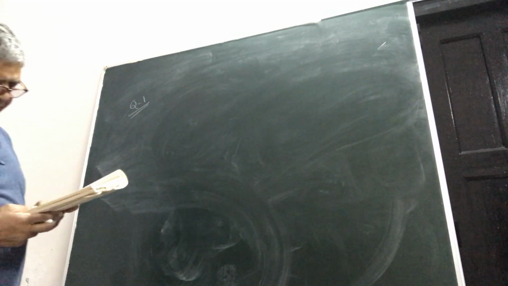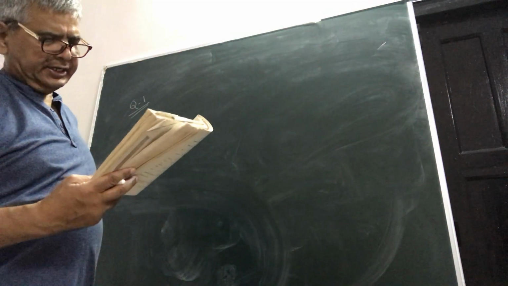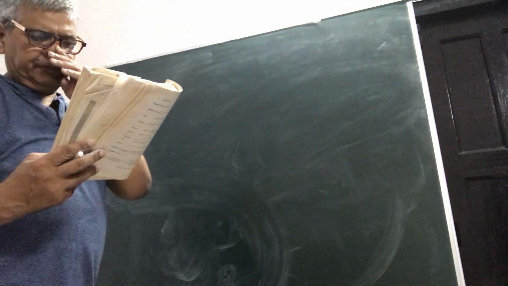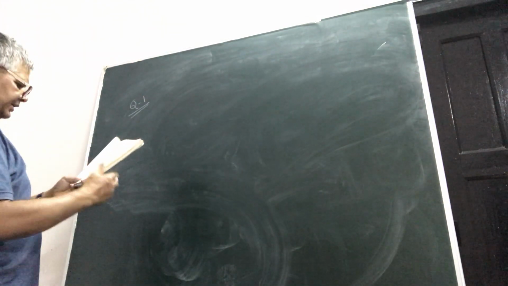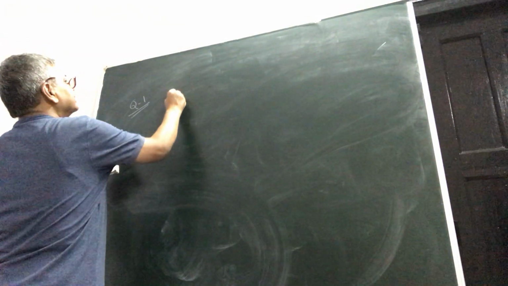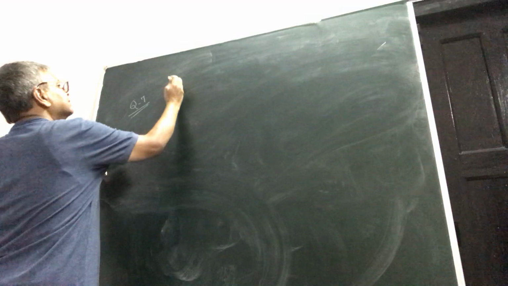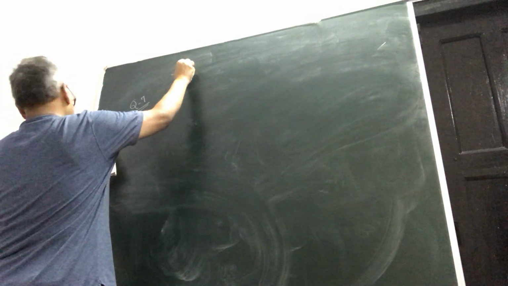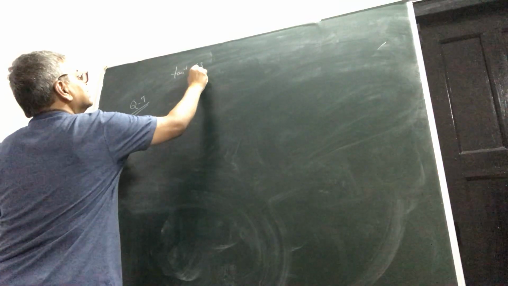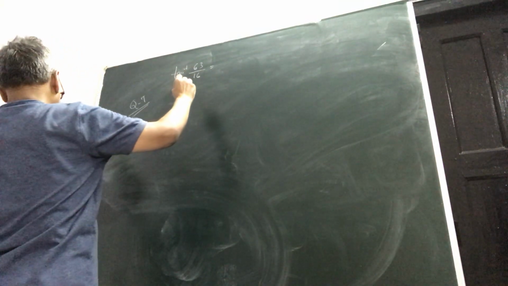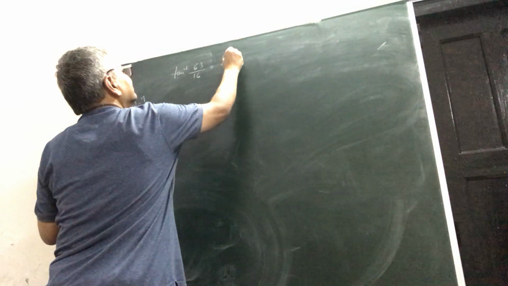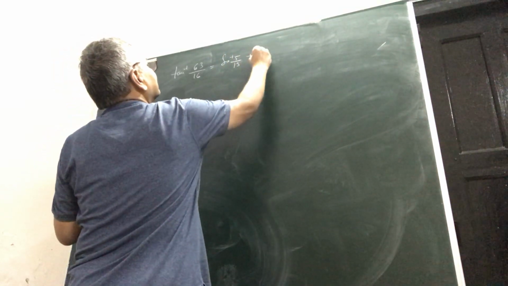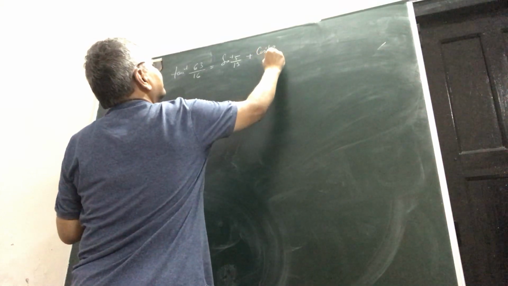Now, questions 3 to 8 are of the same nature. Let me take any two of them. Let me take the 7th question. Show that tan inverse 63 by 16 is equal to sine inverse 5 by 13 plus cos inverse 3 by 5.